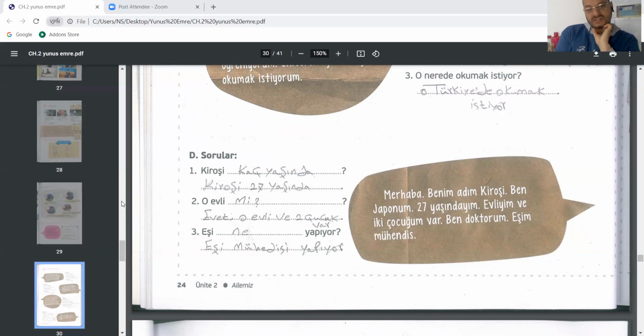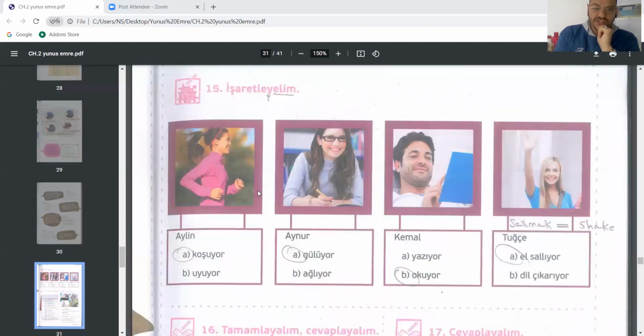Kiroshi kaç yaşında? Kiroshi 27 yaşında. O evli mi? Evet, o evli ve 2 çocuk var. Eşi ne yapıyor? Eşi mühendis. İşaretleyelim. Koşuyor, gülüyor, okuyor, el sallıyor. Salmak, shake or hand up.